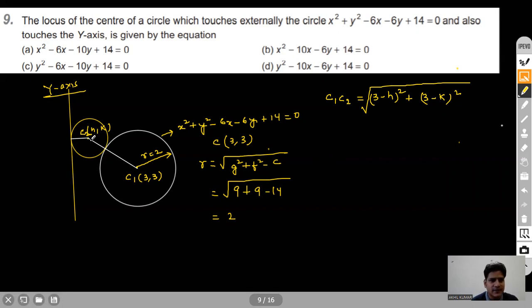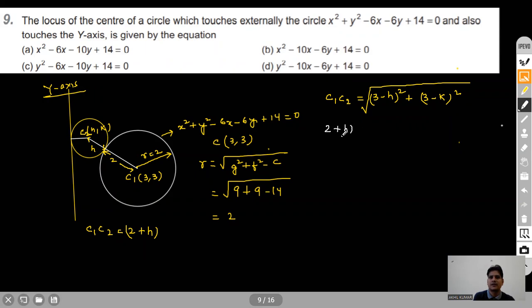And we can see this C1C2 from one more perspective. Like we know this length is 2, since the radius is 2. And what is the radius of this circle? The radius of this circle will be h actually, because it is touching the Y axis. So from here, we can see the C1C2 length is equal to 2 plus h, because 2 is the radius of this circle. And since both these circles touch externally, this line will lie along the centers of both the circles, right? So C1C2 is equal to 2 plus h.